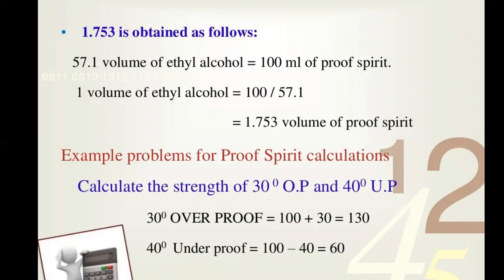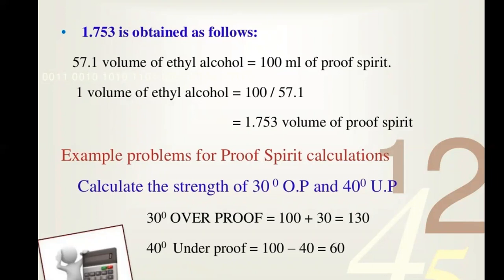57.1 volume of ethyl alcohol is equal to 100 ml of proof spirit, that you know. So 1 ml of ethyl alcohol means how much? 1 ml of ethyl alcohol is equal to 100 by 57.1, you will get 1.753 volume of proof spirit. So that is why we have to multiply with 1.753.